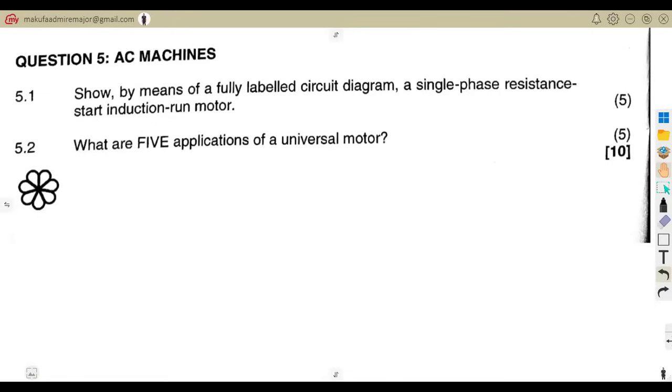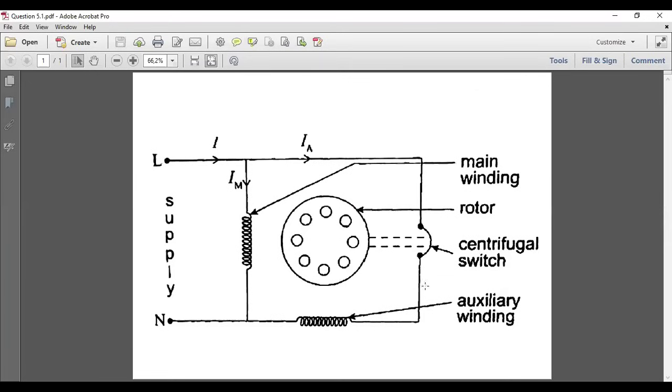We are supposed to show, by means of a fully labeled circuit diagram, a single phase resistance start induction run motor. They need a diagram there. So, guys, do yourself a favor and work with your diagram. According to what they wanted, this is the diagram that we were going to need. Make sure that you name all the components properly. All the components are supposed to be shown. So that's a single phase resistance start induction run motor.